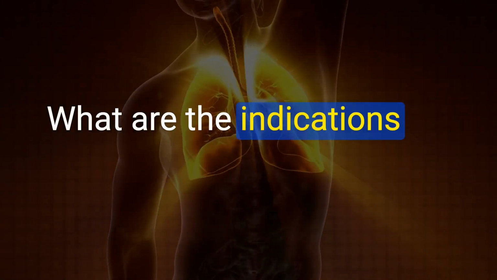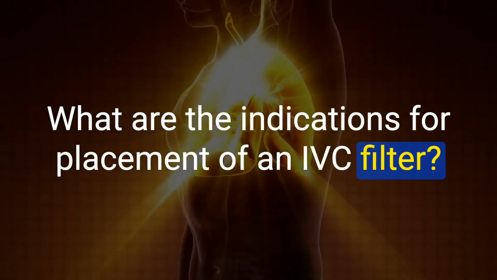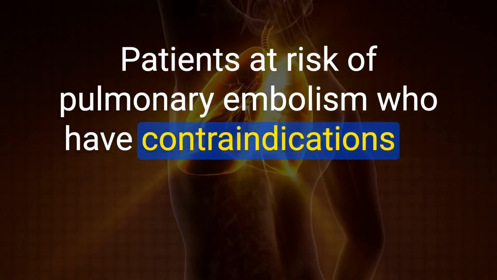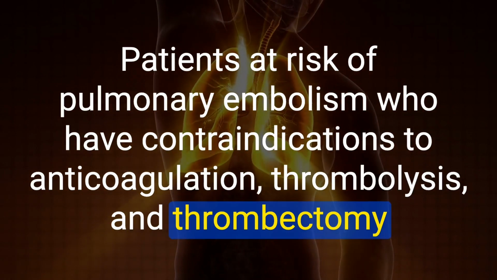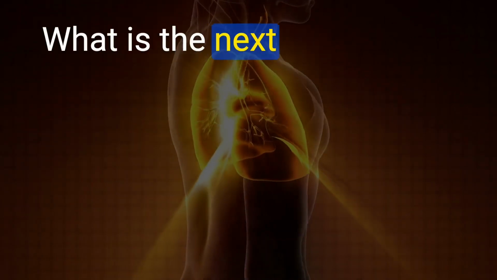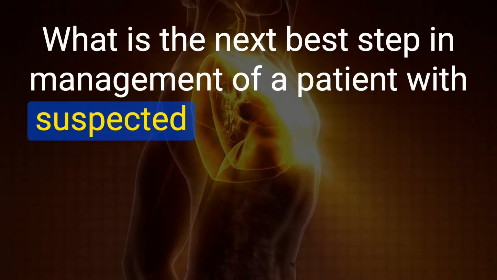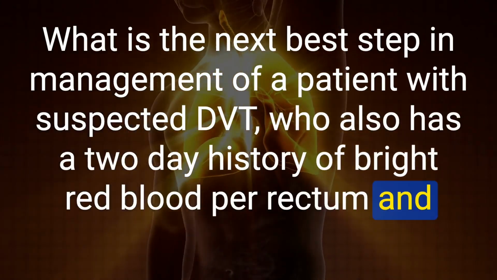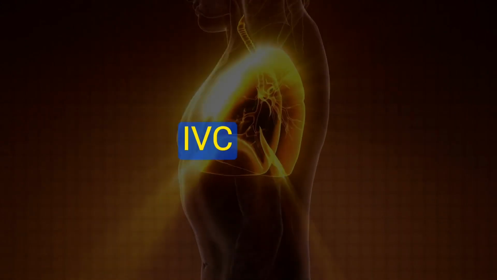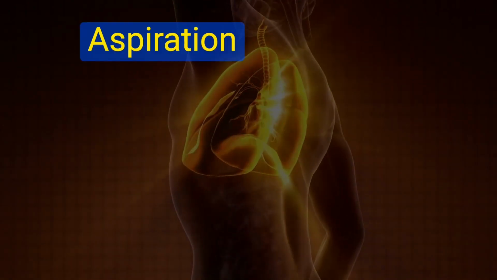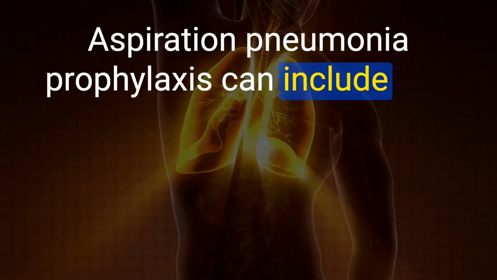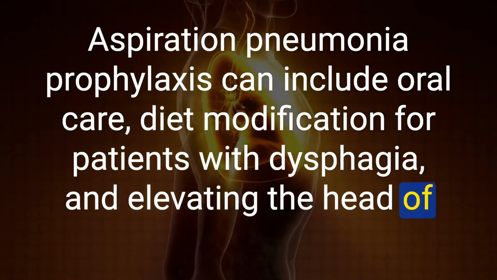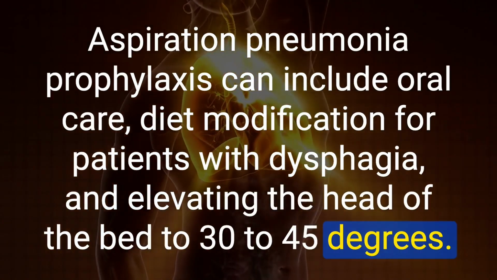126. What are the indications for placement of an IVC filter? Patients at risk of pulmonary embolism who have contraindications to anticoagulation, thrombolysis, and thrombectomy. 127. What is the next best step in management of a patient with suspected DVT, who also has a 2-day history of bright red blood per rectum and evidence of a diverticular bleed? IVC filter. 128. Aspiration pneumonia prophylaxis can include oral care, diet modification for patients with dysphagia, and elevating the head of the bed to 30 to 45 degrees.